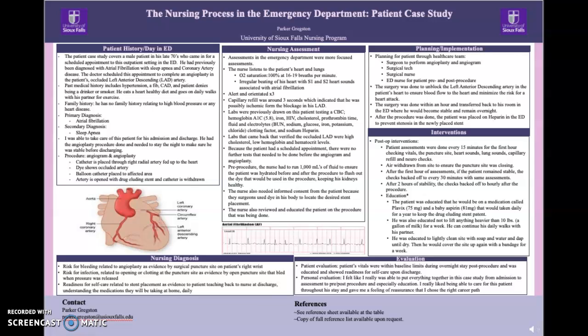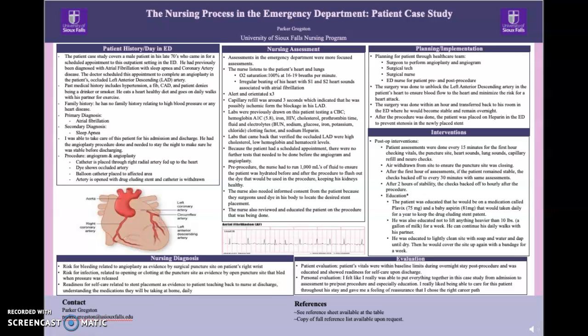So, the primary diagnosis for this patient is atrial fibrillation. A secondary diagnosis is sleep apnea. I was able to take care of this patient through his whole stay, from admission to discharge. He had an angioplasty procedure done, and he needed to stay the night in the ED to make sure that he was stable before discharging.